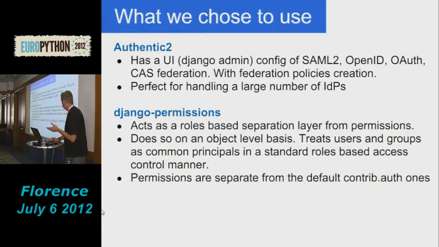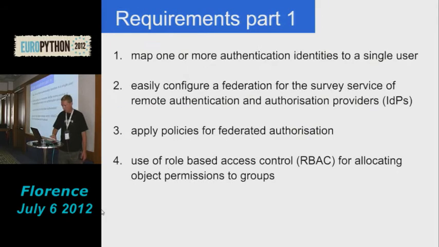Authentic to and Django permissions. So I think I kind of covered. Authentic to did what I wanted in terms of the federation, and permissions does what I wanted in terms of providing that separation layer. So getting to the requirements, this is just the first half of my requirements. I need to map one or more authentication identities to a user, as I mentioned, easily configurable, apply the policies, and the role-based access control.